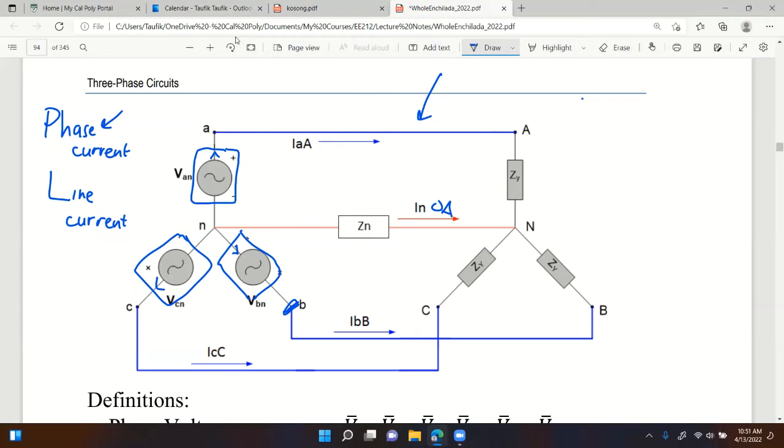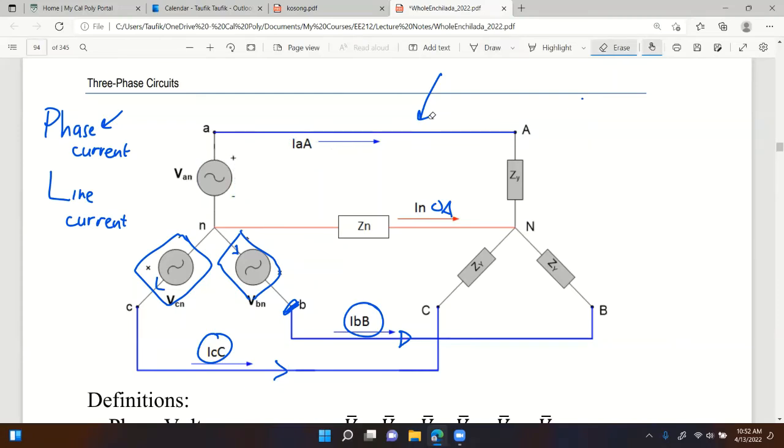So if you look at the three lines, AA, for example, that's the first current. I call it IAA. And there's the second current right here. I call it IBB. And the last current right there is ICC. So IAA is the current that flows through line A from source A to load A. IBB from source B to load B. And ICC would be from source C to load C. Is that clear, the difference between the two? One flows through each line and the other flows through each phase. I'm going to erase this.